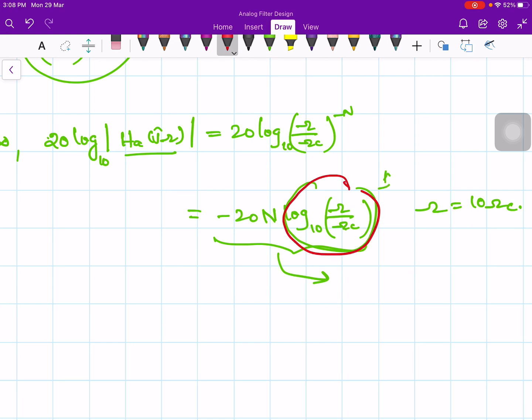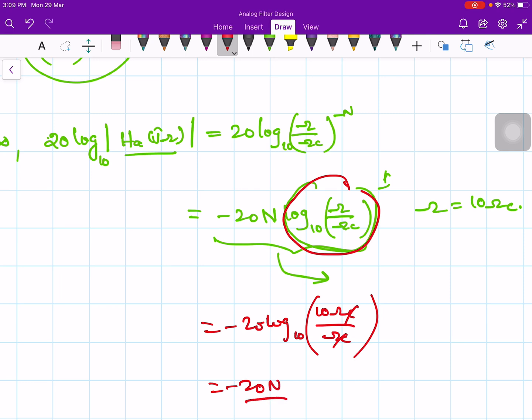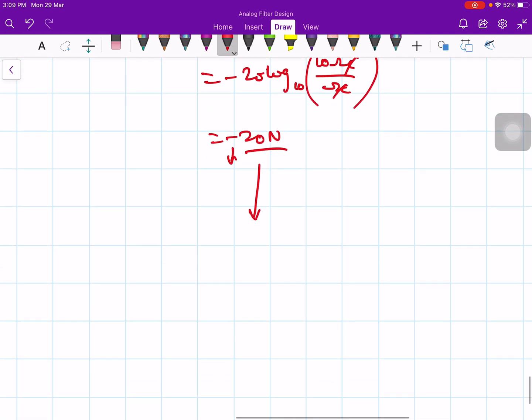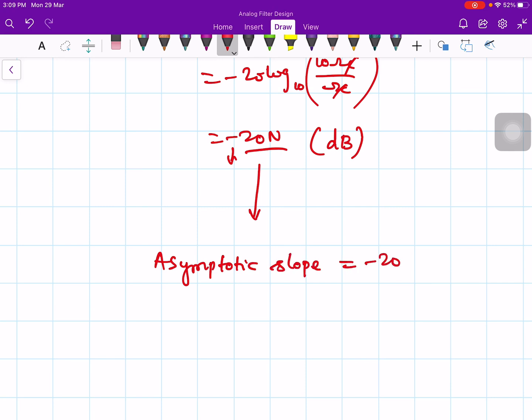It's going to be 1, right? That means minus 20 times log to the base 10 of 10 omega c by omega c; the omega c will get cancelled. Log to the base 10 of 10 is 1, so it is minus 20n. This minus indicates it is going down. So the characteristic goes down by 20n. This 20n is expressed in decibels, and therefore the asymptotic slope is equal to minus 20n decibels per decade.